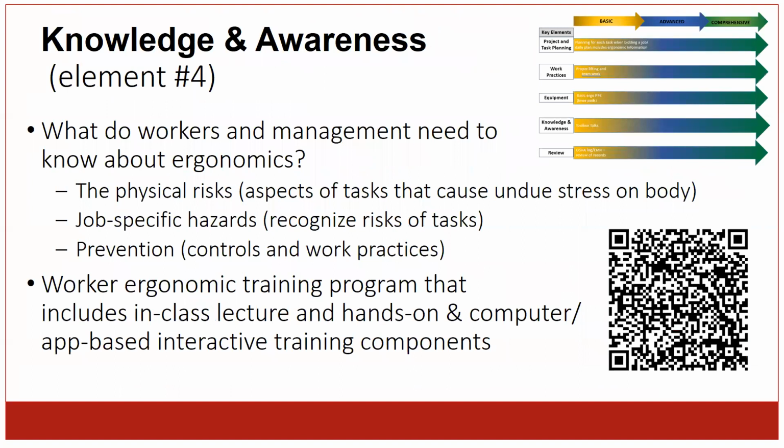The fourth element of a good ergonomics program is making sure that workers and management have the knowledge and awareness to understand the body's physical abilities and limitations, recognize job-specific ergonomic hazards and work tasks, and identify appropriate controls and work practices to prevent injuries.